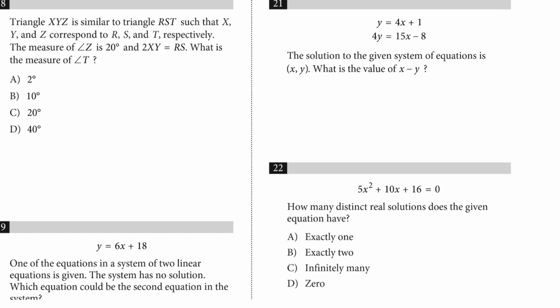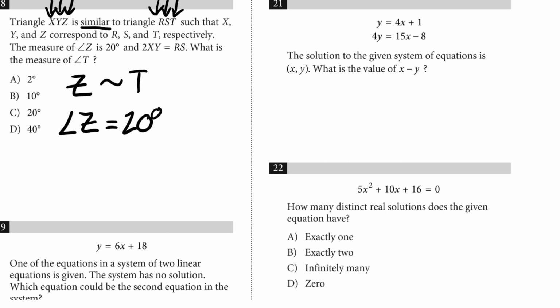Since the two triangles are similar, that means that the corresponding angles will all be the same to the other triangle. We know that Z corresponds to T, which means that the angle measures would be the same. So if the angle measure of Z is 20 degrees and Z and T correspond, that means the measure of angle T would also be 20 degrees.